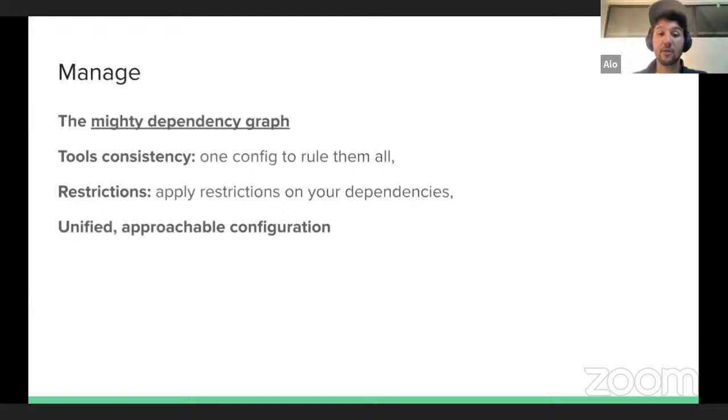Tools consistency. It's very easy to set up one configuration to rule them all, as in one ESLint, one Jest config. All these tools are starting to jump on the monorepo bandwagon, which makes it even easier. So it's good because you don't have to do that webpack setting 10 times, or ESLint. You can reuse it, and it's great. You can apply restrictions on your dependencies. You can say, hey, that package cannot depend on that one, or this one, no one can depend on it. So it's good because you can set up boundaries between your projects, and it has a unified, approachable configuration, which again is that Angular-flavored configuration.